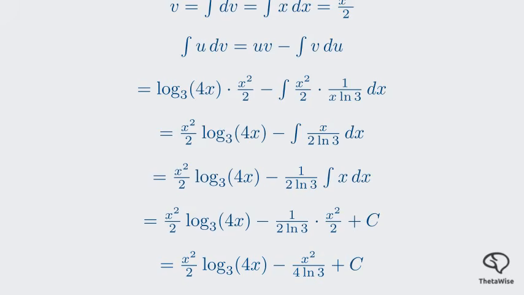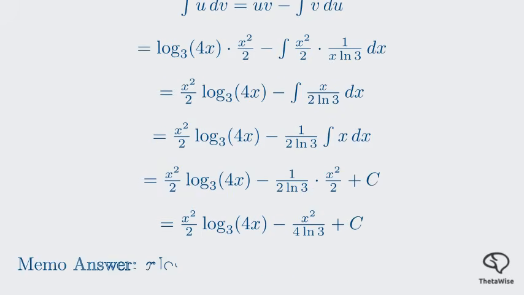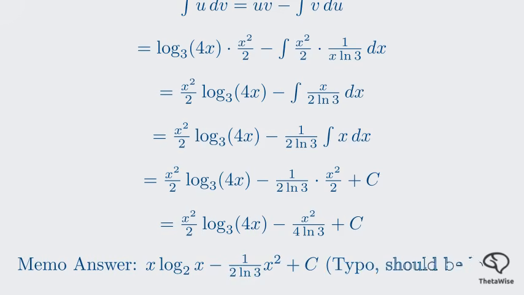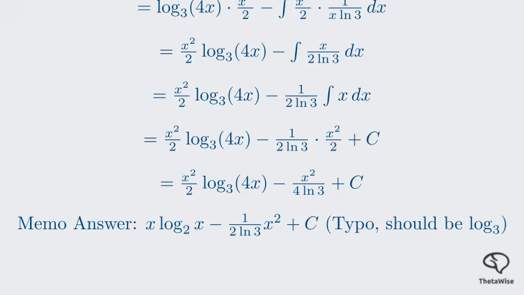The provided memo combines the second term differently. The memo writes it as x log base 2 of x minus 1 over 2 ln 3 times x squared plus c. There is a typo in the log base. It should be base 3. If we correct that, their answer is x log base 3 of x minus x squared over 2 ln 3 plus c. This is a partial match.